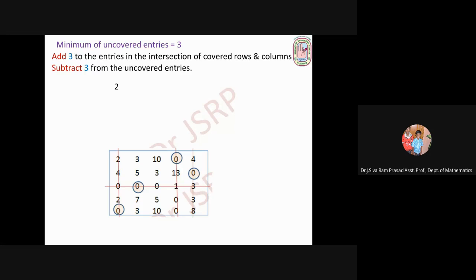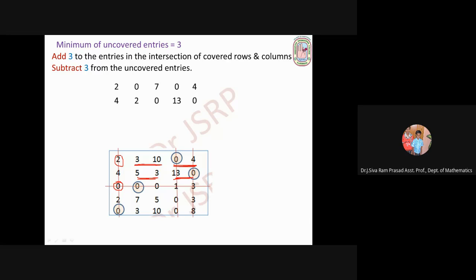Okay, right. So this 2 remains same since it lies in a covered column only. Next, this is an uncovered entry. Subtract 3 from these 2 entries. 3 minus 3, 0. 10 minus 3, 7. And these 2 remain same, 0 and 4, they lie in a covered column only. Next, 4 also remains same. It lies in a covered column only. And these 2 are uncovered entries. Subtract: 5 minus 3, 2. 3 minus 3, 0. And these 2 remain same, 1, 3.